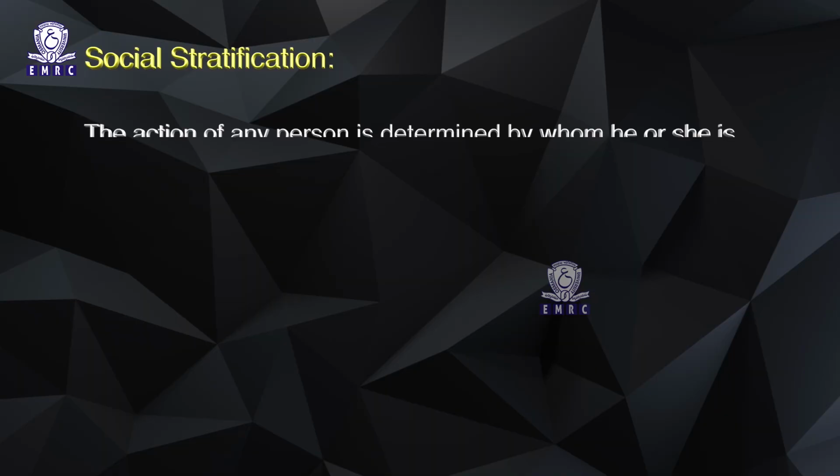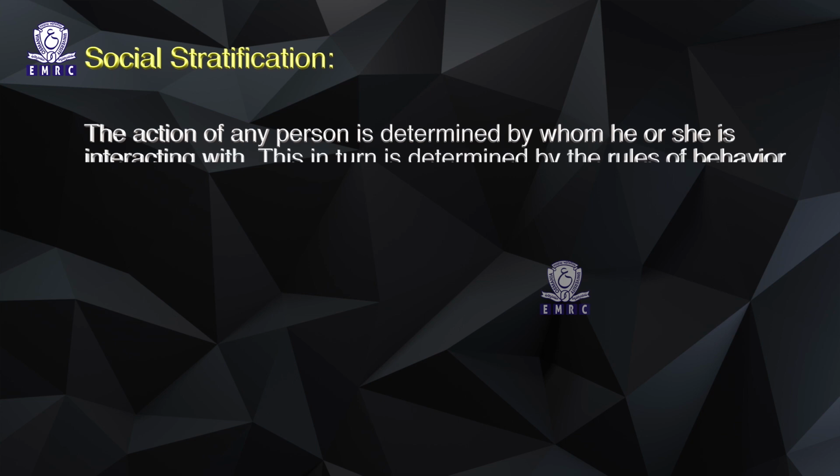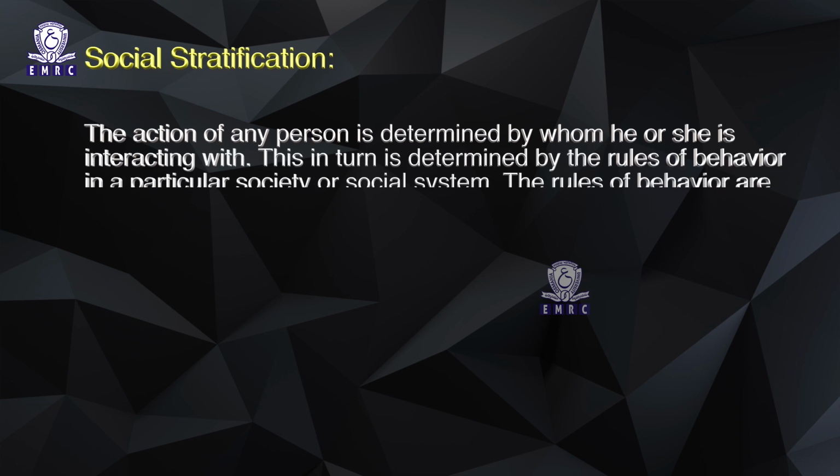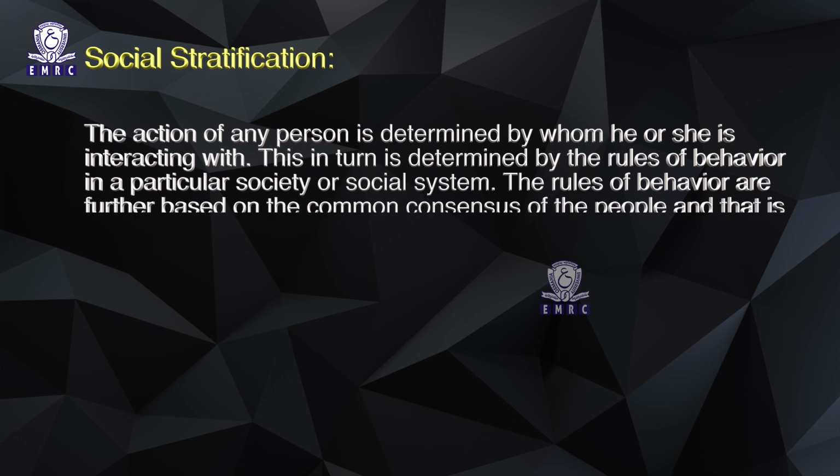Moreover, differences in the strata are justified by the value system. Social stratification, therefore, we can assume that the action of any person is determined by whom he or she is interacting with, and this in turn is determined by the rules of behavior in a particular society or social system. The rules of behavior are further based on the common consensus of the people, and that is why they are taken as correct. This common consensus is what Parsons calls the values.